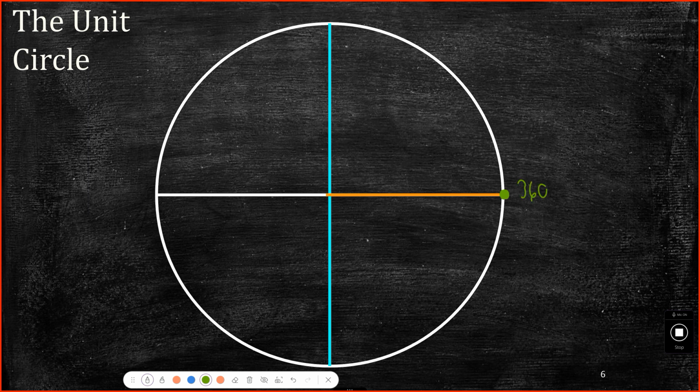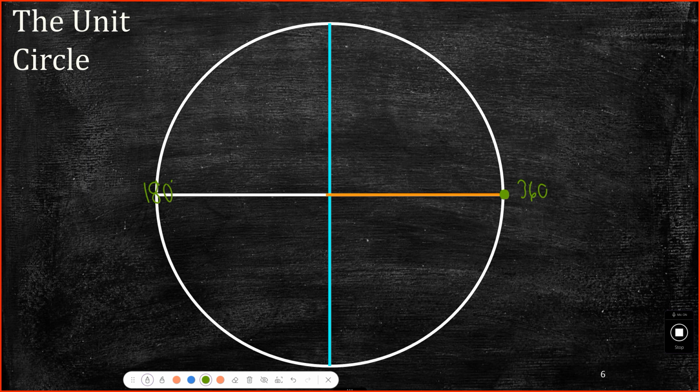So then what would be halfway here? 180. Do you believe what I'm saying? 360 is all the way around, so this better be 180. But we're not doing degrees in calculus. We don't do degrees. We do radians.